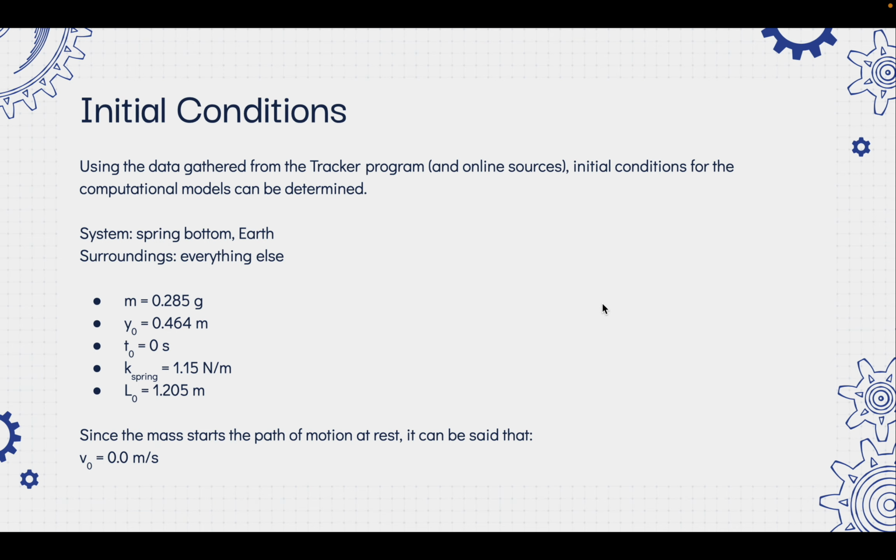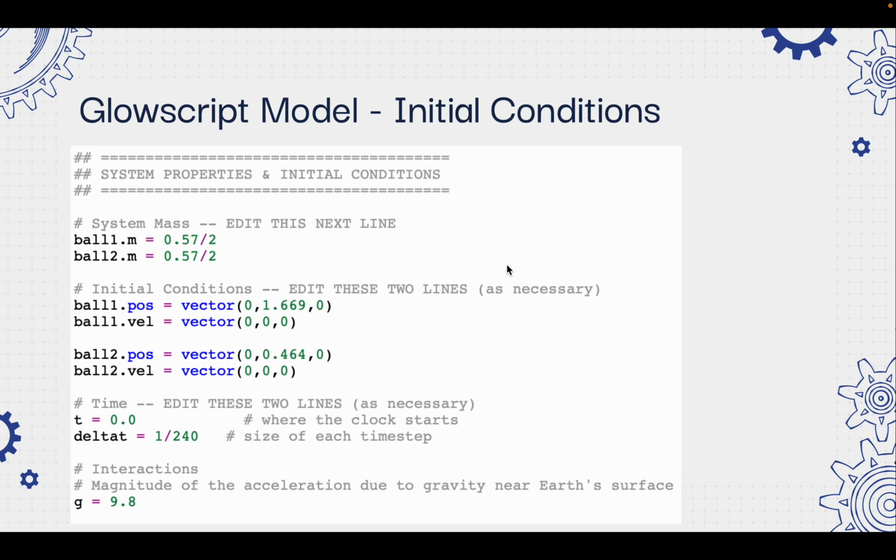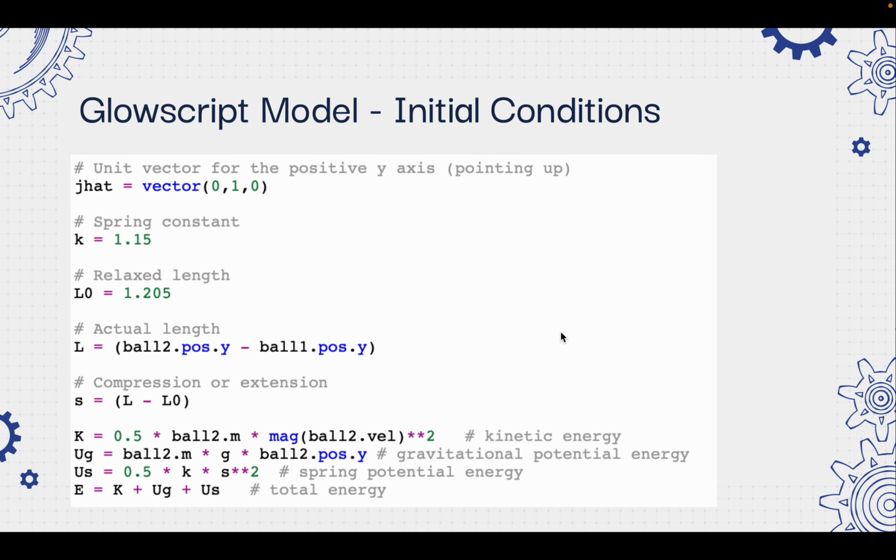So using the data gathered from the tracker program, initial conditions for the computational models can be determined. So here we just have the initial data. So here we have the code versions of the initial conditions. For this one, I generated two balls, one to represent the top of the mass and one to represent the bottom. So the total mass of the Slinky was 0.57 grams. So if we consider these two to be point masses representing the entirety of the Slinky, then we have that divided by 2. And here we just have the positions.